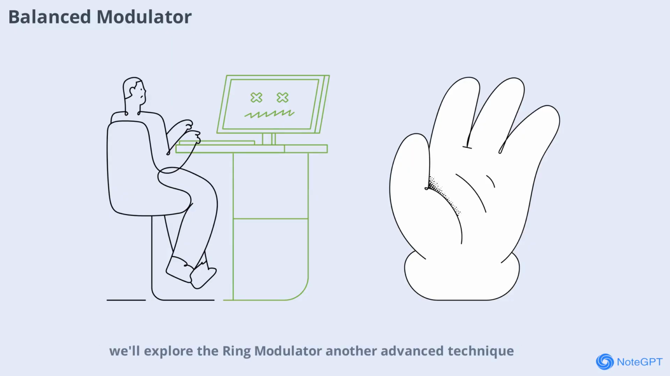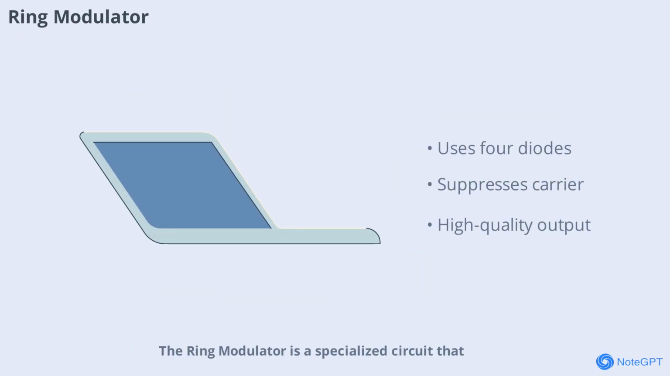Next, we'll explore the ring modulator, another advanced technique. Ring modulator is a specialized circuit that uses 4 diodes arranged in a ring configuration. This setup allows the modulator to produce a signal containing only the sum and difference frequencies of the input signals, effectively suppressing both the carrier and unwanted harmonics. Ring modulators are used in applications that require high-quality, distortion-free AM signals, such as in audio processing and certain types of radio communication.